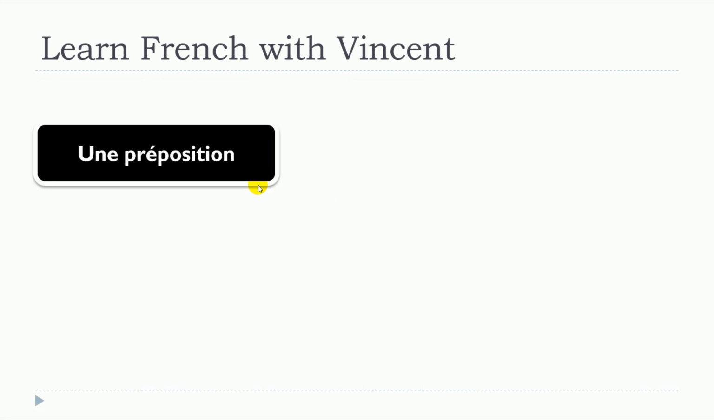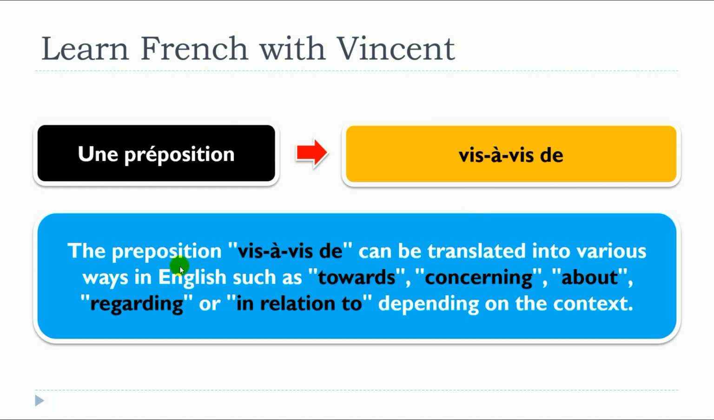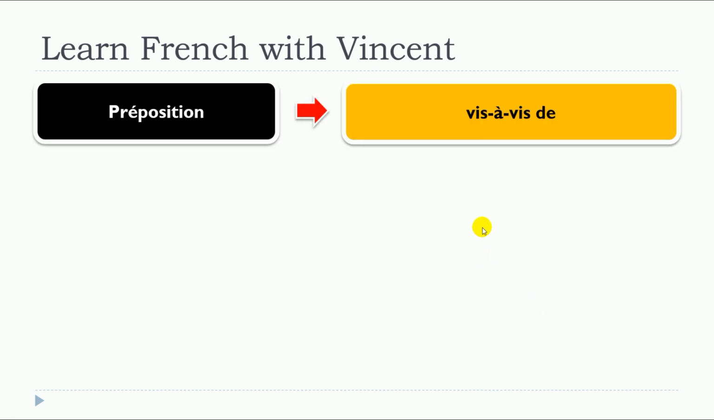So, this lesson is about vis-à-vis de. And the preposition vis-à-vis de can be translated into various ways in English, such as towards, concerning, about, regarding, or in relation to, depending on the context. So we will see 4 examples with vis-à-vis de.